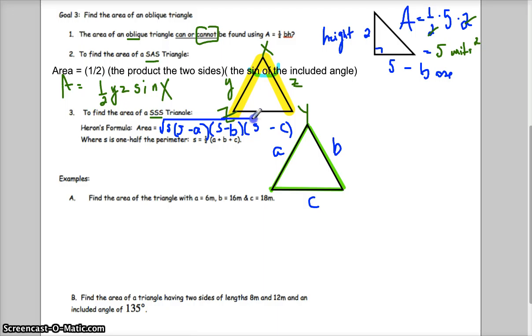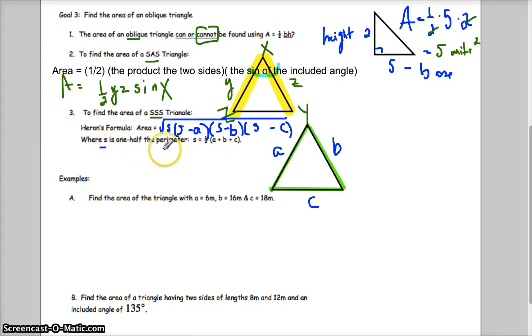I apologize for the sloppiness of this. My remote slate that I'm writing on is not working well at the moment. When we know the 3 sides of an oblique triangle, we can find the area when we multiply S times S minus A times S minus B times S minus C, and then take the square root of that product. How do you find S?